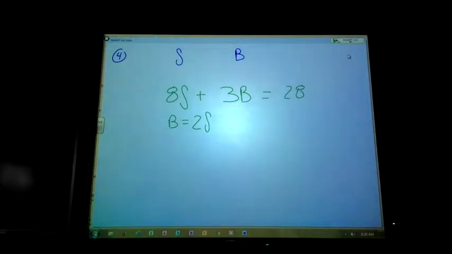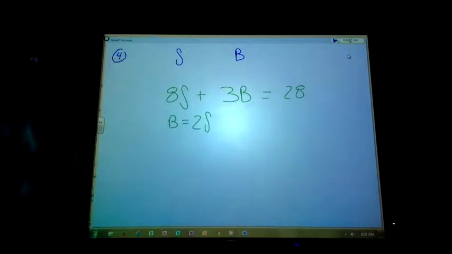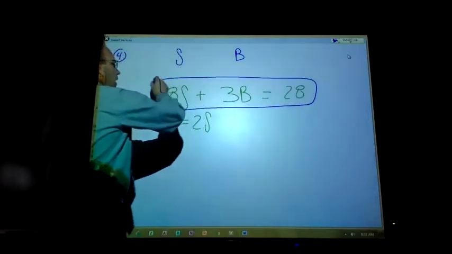Yo, buddy. Of those green equations up there, are those two different equations? We have 8S plus 3B equals 28. That's 1, right? Mm-hmm. And then B equals 2S, right? Yes. So what do you feel I can do with the bottom equation in reference to the top equation? What do you feel I should do? I'm not really sure. I'm kind of lost. Okay.